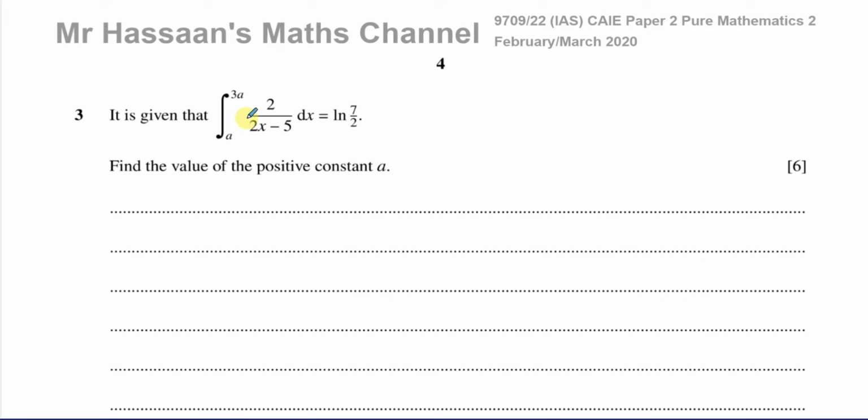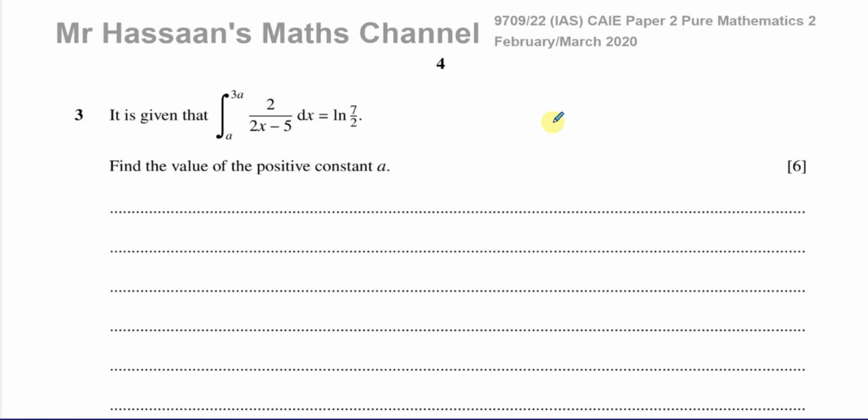And here we have to find the value of a, which causes the integral of 2 over 2x minus 5 with respect to x, between the limits of a and 3a, to give us ln of 7 over 2. So here we have an integration involving a fraction.